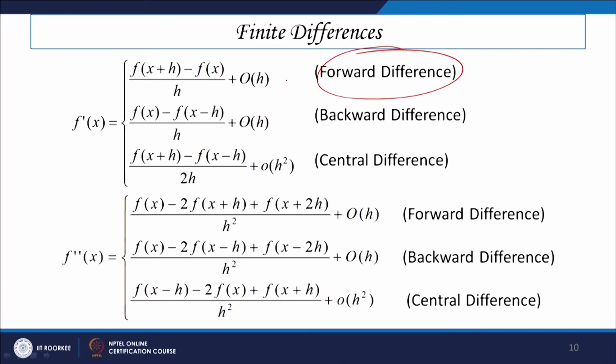And if you go for a second order approximation here, so with this second order formula, if you consider forward marching, then we can write this as f of x minus 2f of x plus h plus f of x plus 2h, divided by h square. That we can derive in forward form here now.